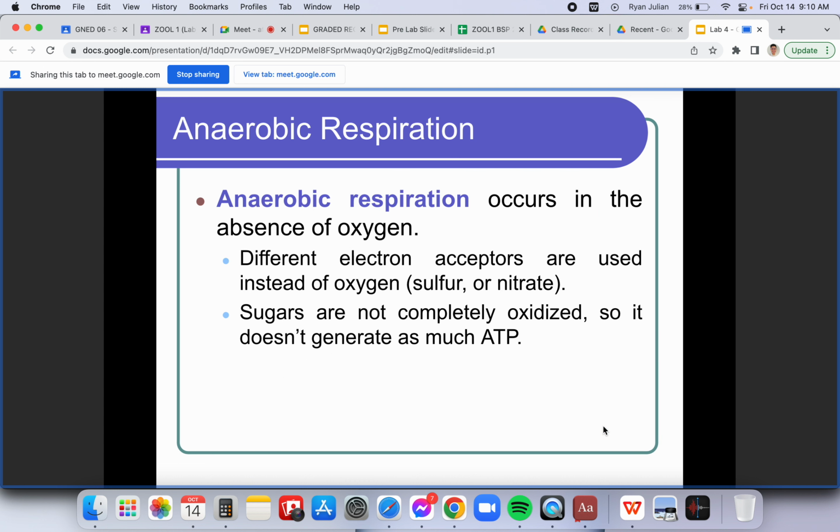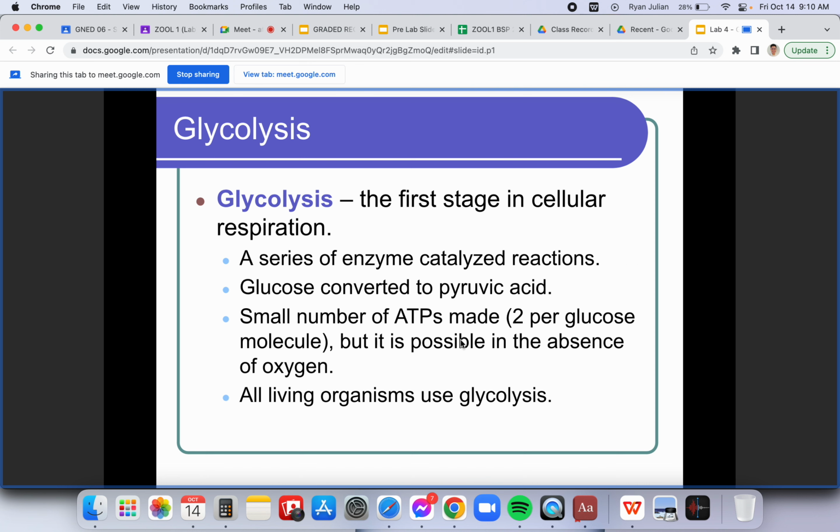Okay, next slide. Anaerobic respiration is very different from the former, which is aerobic. It occurs in the absence of oxygen. So aerobic occurs with the presence of oxygen, but for this one, anaerobic, its absence. Different electron acceptors are utilized instead of oxygen, which includes sulfur or nitrate. Sugars are not completely oxidized, so it does not generate as much ATP.